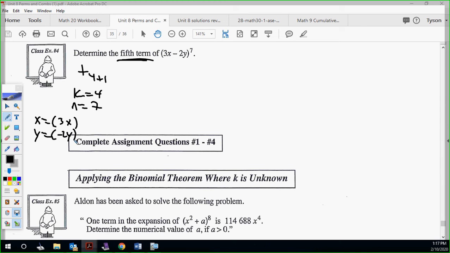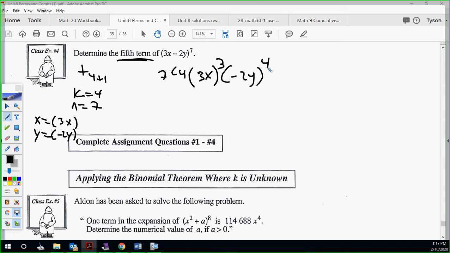Okay. So that means, what's my combination going to be? 7c4. Good. What is my 3x going to have for an exponent? 3, 7 minus 4. And what's my negative 2y going to have? 4. And now we just simplify this.